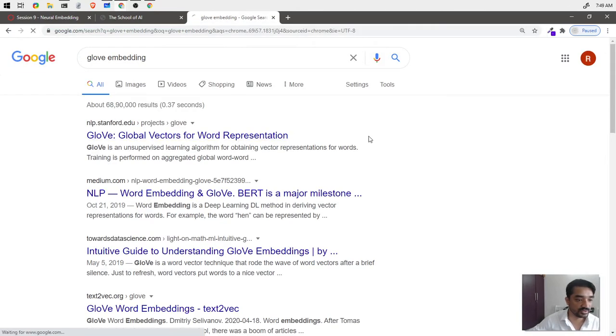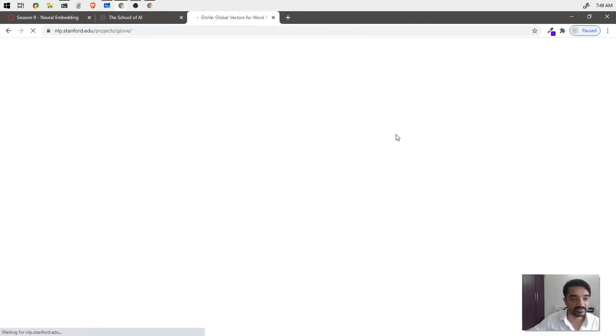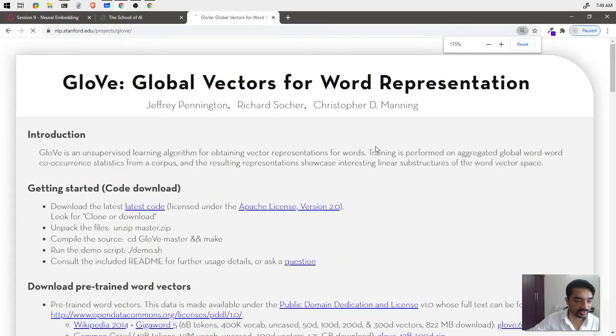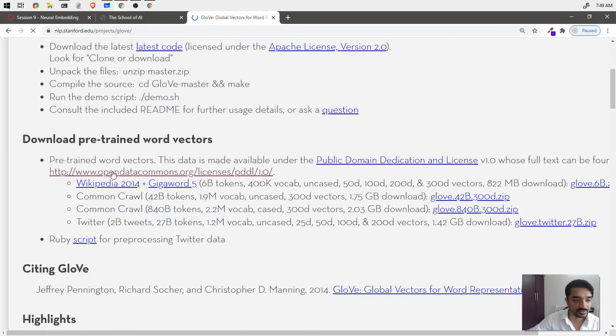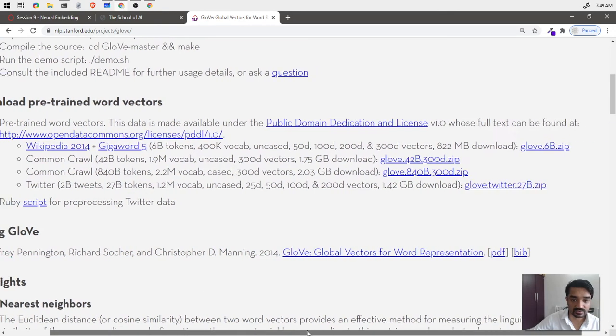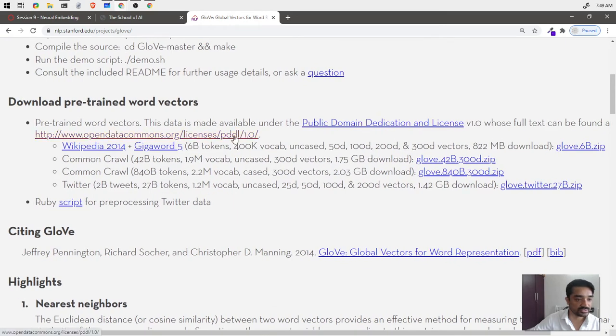So if you go on GloVe, for example, GloVe is one kind of embedding. Let's see what all we can download here. So I have this pre-trained word vector, that is what we want, right? This is what we are looking for. The data is made available in public, very good, so I can use it. Whose full text can be found at, okay? So this is what we are using.